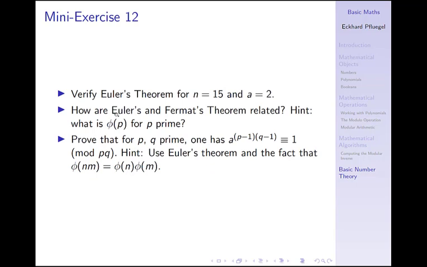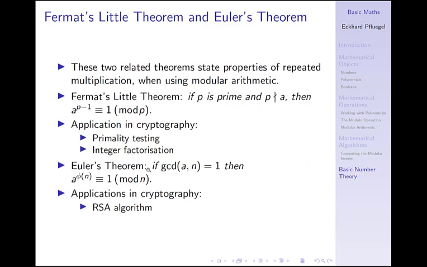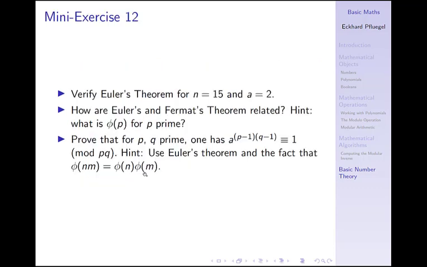And lastly, and that's a little bit more complicated, can you show this property, a to the power (p minus 1) times (q minus 1) is congruent to 1 mod p times q? It's actually not too difficult if I allow you to use Euler's theorem. So you are allowed to use this, and also the fact that the Euler function phi is multiplicative. So if you have phi of n times m, that's the same as phi of n times phi of m. You do not need to prove that.